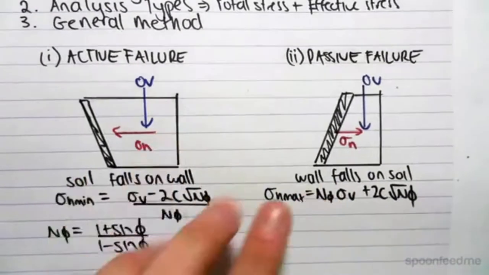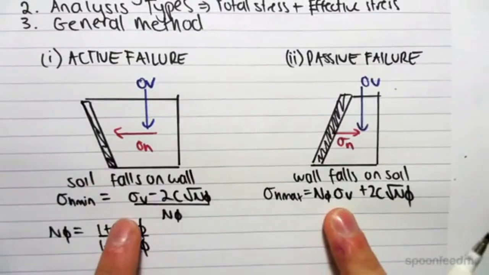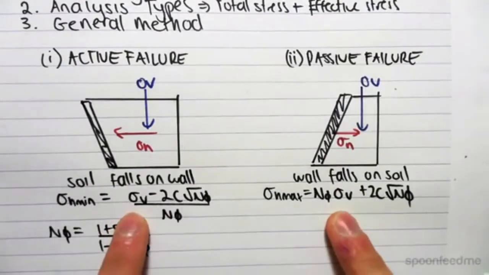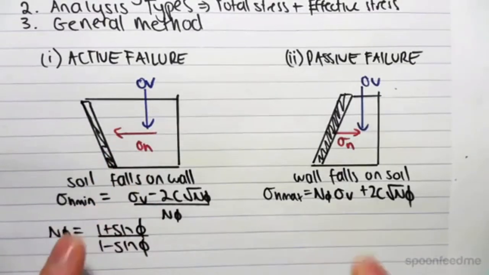So those are the two types of failure, active and passive. You just have to know those two formulas. So the question will say it's an active failure or a passive failure. It just tells you which formula to use to get from vertical to horizontal stress.